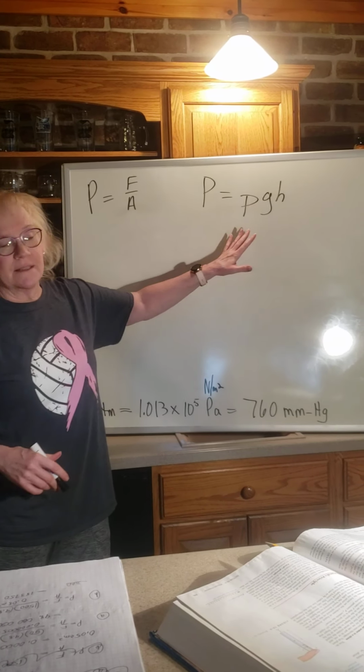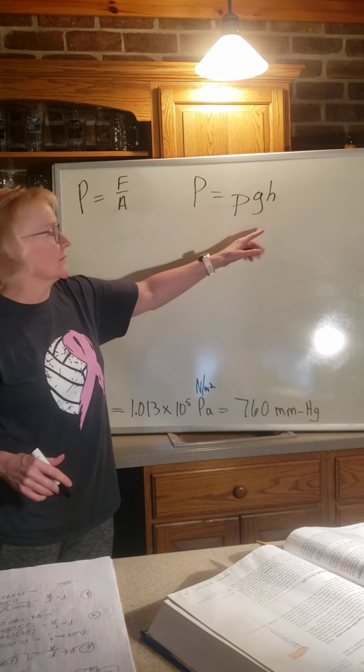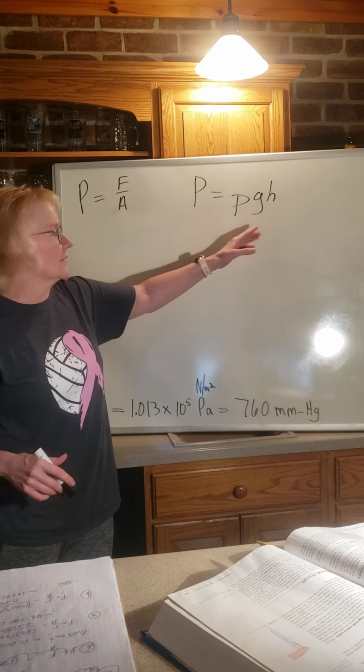This pressure formula is density, gravity, height. So the density, this is for things that are submerged in water, how much pressure is on them, or another liquid. You need the density of that liquid. And I did give you a density chart.